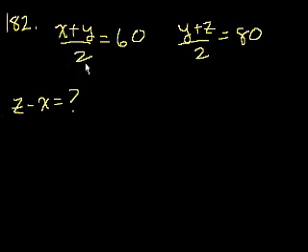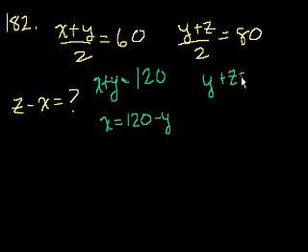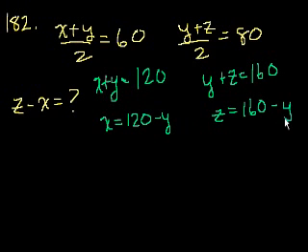So let's see if we can do that. Let's rewrite this. Let's solve for x in terms of y. We get x plus y is equal to 120, just multiplied both sides by 2. You get x is equal to 120 minus y. And let's solve for z in terms of y here. Multiply both sides by 2. You get y plus z is equal to 160. z is equal to 160 minus y.